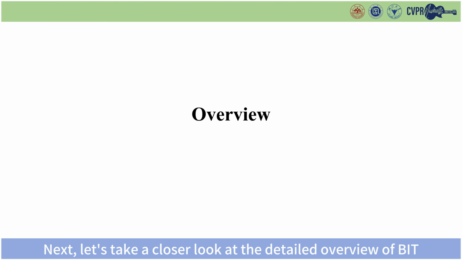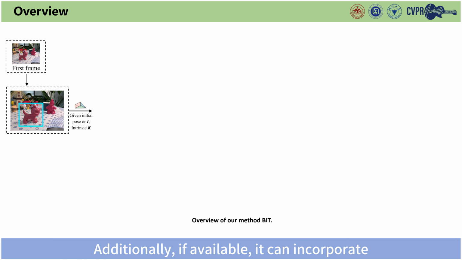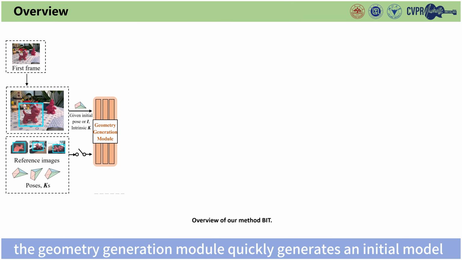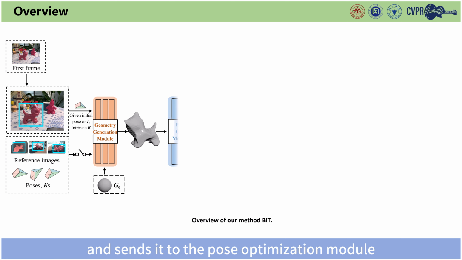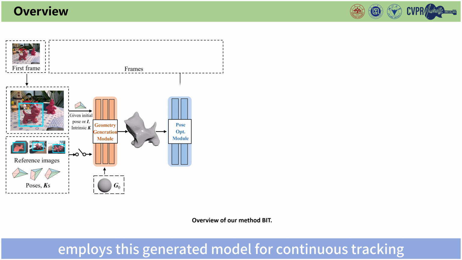Next, let's take a closer look at the detailed overview of BIT. BIT takes RGB images as input, with the first frame utilizing a bounding box to indicate the target object for tracking. Additionally, if available, it can incorporate a limited number of reference frames. After receiving the initial frame, the geometry generation module quickly generates an initial model via inverse rendering and sends it to the pose optimization module. The pose optimization module employs this generated model for continuous tracking.